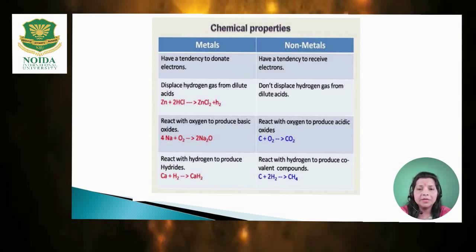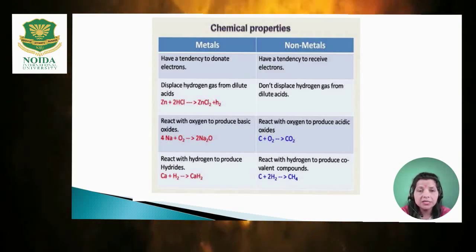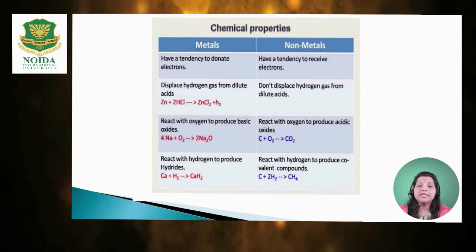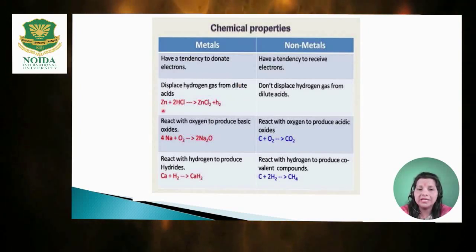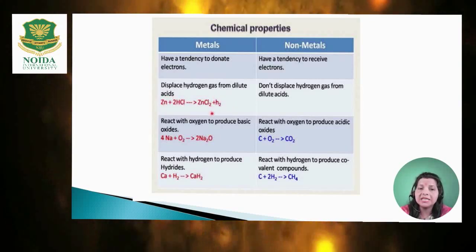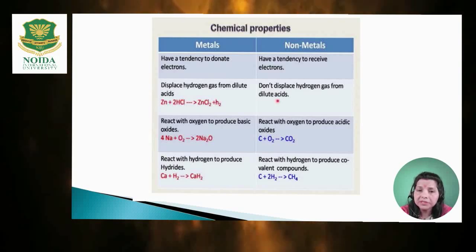Now chemical properties. If you want to check the chemical properties of metals and non-metals, the major difference is that metals have the tendency to donate electrons, whereas non-metals have the tendency to receive an electron. Now, displacing hydrogen gas from dilute acid: any metal is capable of displacing hydrogen from an acid, whereas non-metals are not able to do it.